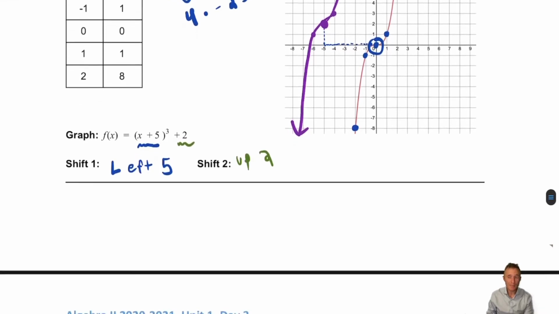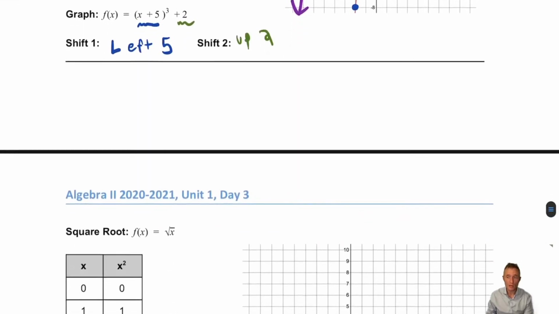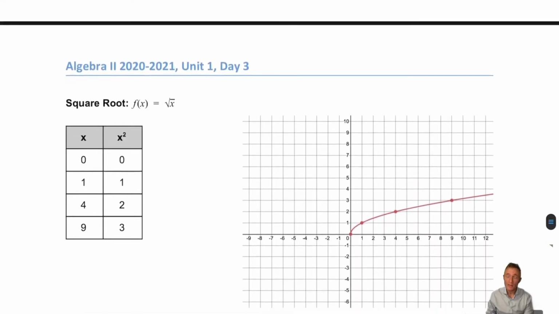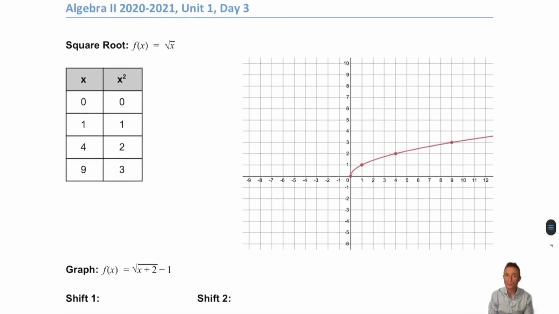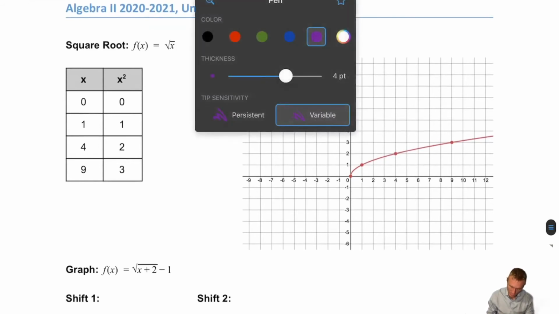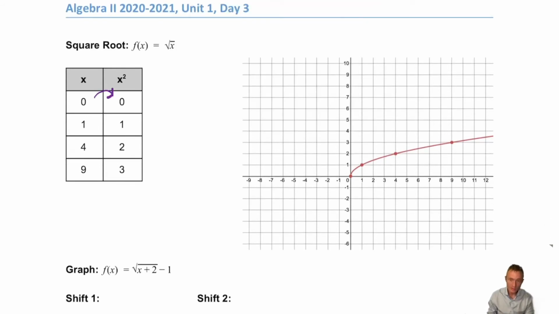Now we've also got the opposite of cubic and quadratic. The opposite of quadratic: what if instead of squaring, we took the square root? So the square root of 0 is 0, meaning what number times itself is 0? 0. What number times itself is 1? 1. What number times itself is 4? 2. What number times itself is 9? 3. So that's where those square roots are coming from.